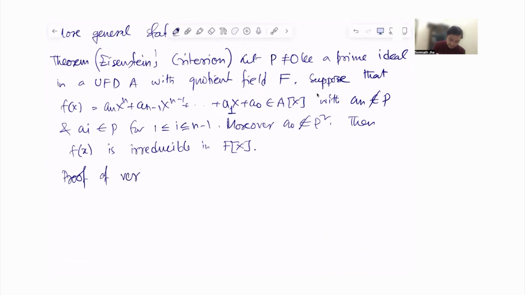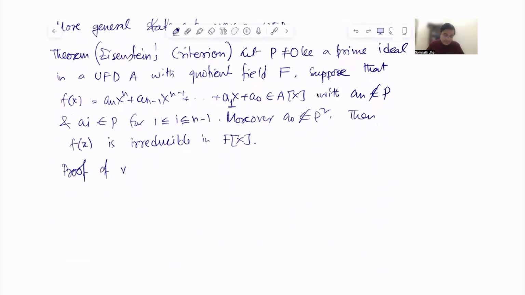And the other version is also not very difficult or different, but for simplicity, I'm only doing this version. So let me do the simple version. Proof of version 1.